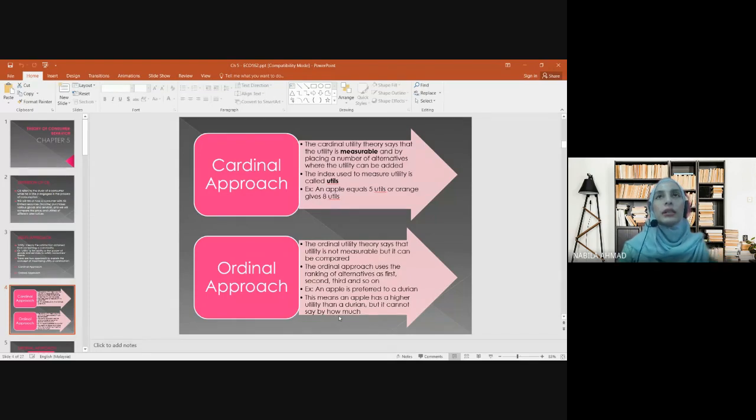Contohnya kita rank. Kalau kita ada apple, kita ada orange, kita ada durian, so first kepuasan kita maksimum kalau kita makan apple. So apple adalah first, second orange, third durian. So maximum satisfaction adalah pada apple, kedua orange, ketiga durian. So kita rank. So itu adalah ordinal approach.